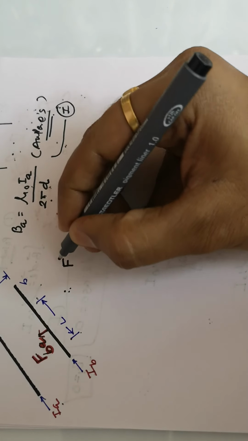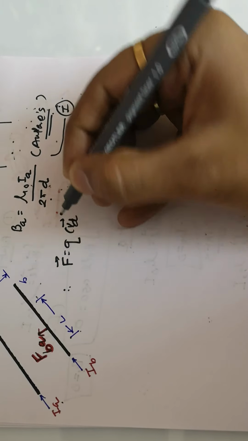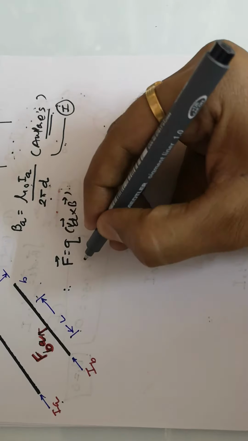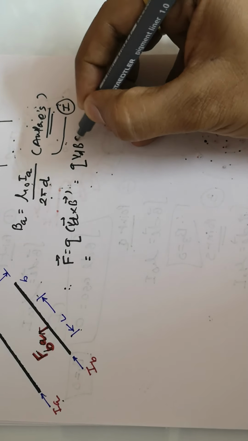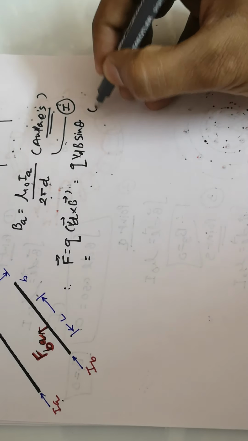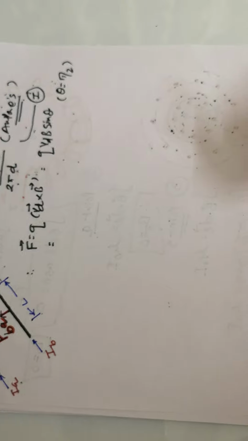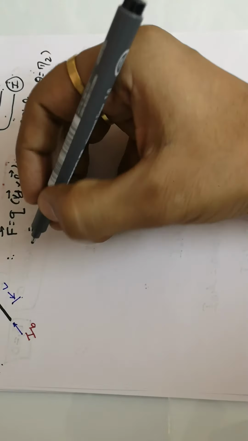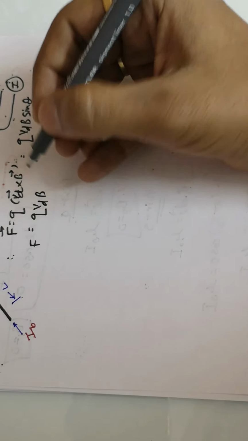Now I am proving another portion. You are aware of this formula: F equals Q VD cross B, that is a cross product, so F equals Q VD B sine theta. That theta is pi by 2 because it is perpendicular, so the formula becomes F equals Q VD B.